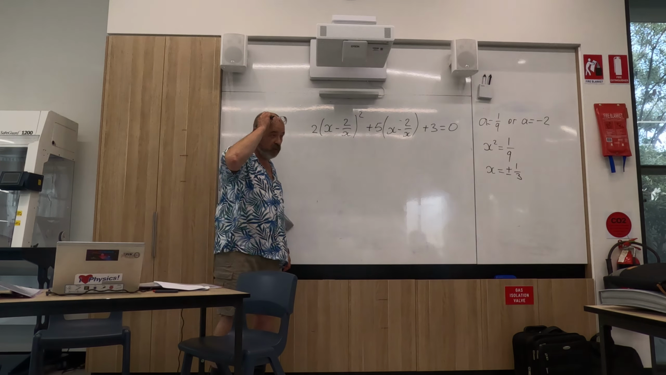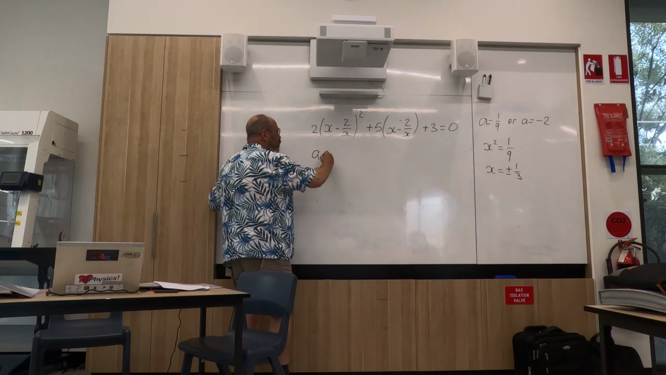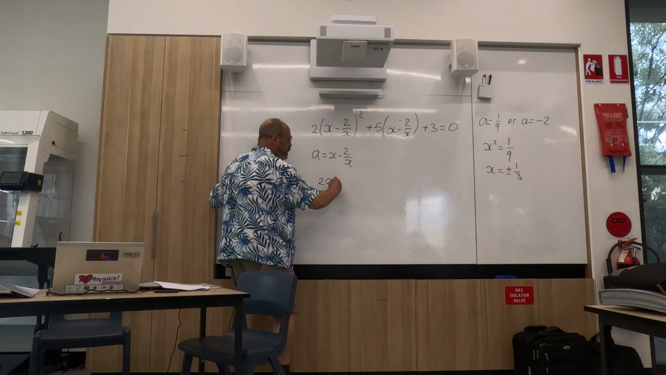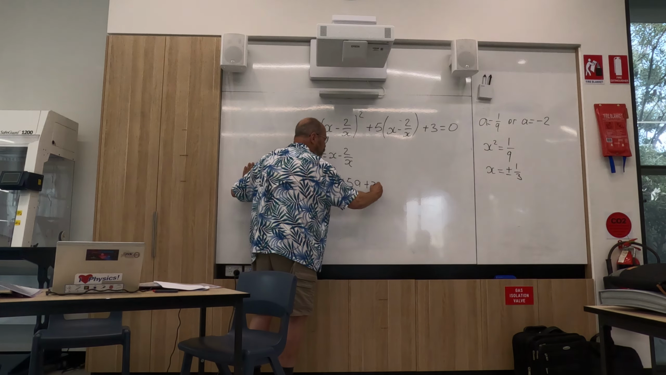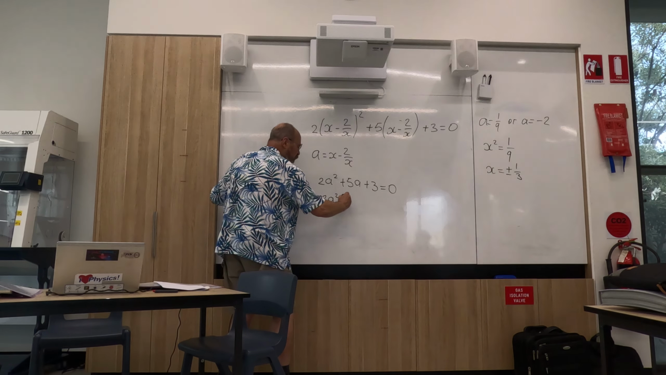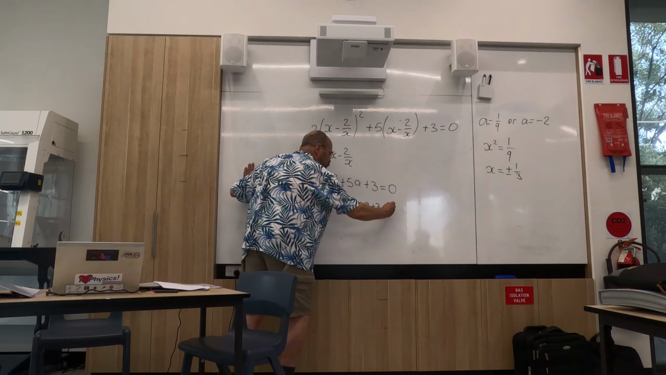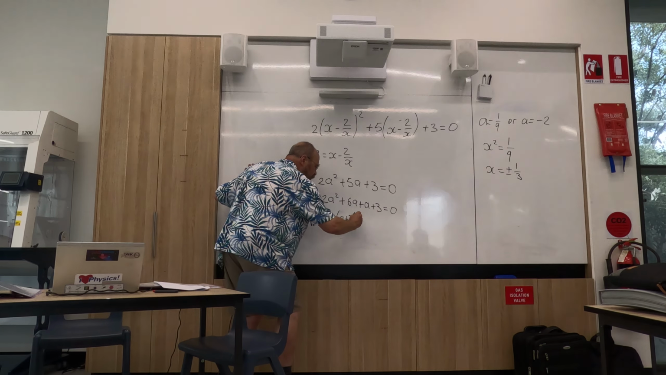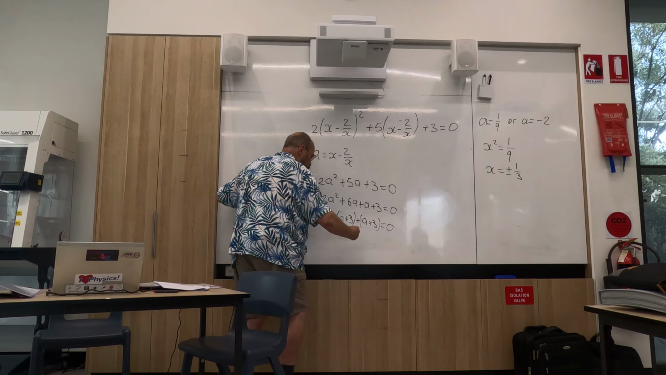What substitution will we do? Let a equal x minus 2 over x. This becomes 2a squared plus 5a plus 3 equals 0. So you can rewrite it as 2a squared plus 6a plus a plus 3 equals 0, and then 2a times a plus 3 plus a plus 3 equals 0.